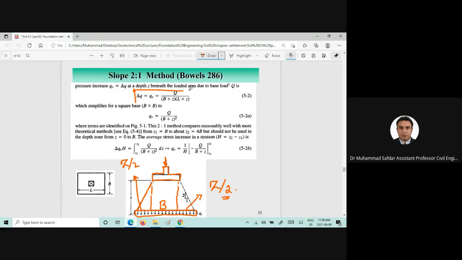Now for the rectangular footing, delta sigma would be equal to Q divided by B plus C, and that Q is the load which is applied here, B is the width of the footing, and C is the depth of interest at which we want to find out the stress increase. If we are given the square base, then delta sigma would be equal to Q by B plus Z squared.